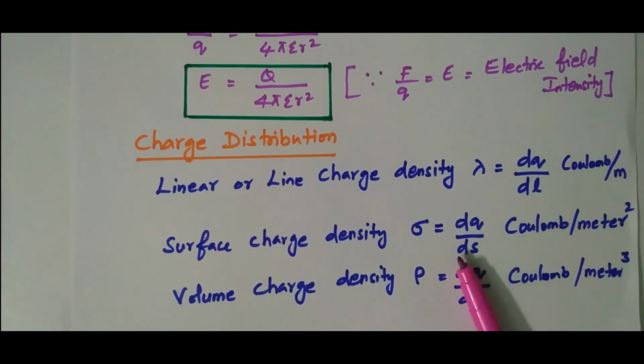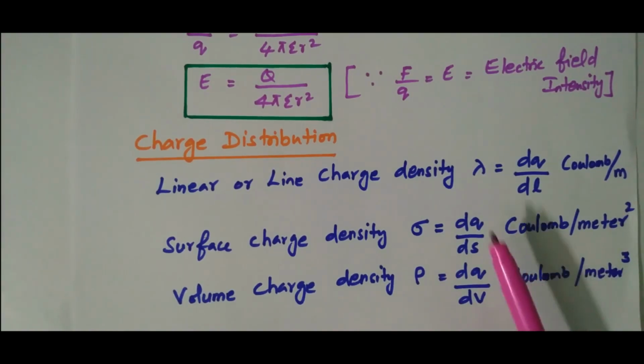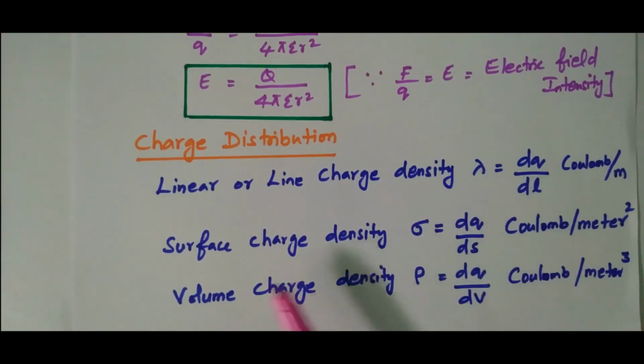If we consider the area, then it is called the surface charge density, sigma equal to dq divided by ds, where we are considering the surface area, coulomb per meter square. If we consider the volume, then it is called the volume charge density, rho equal to dq divided by dv, coulomb per meter cube, right? So linear density means length, surface charge density means area, volume charge density means volume. So we have lambda, sigma and rho. Based on that, we have the derivation.